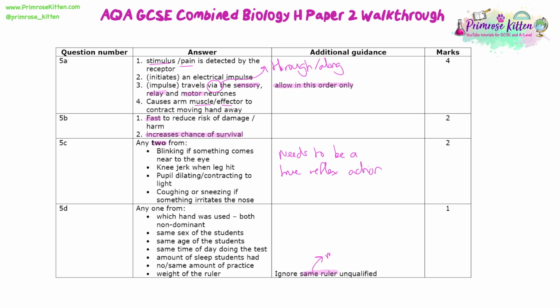And then you've got, again, a lot of options for control variables. You can't just use the same ruler. In control variable questions, never talk about equipment, because very, very rarely would something to do with equipment need to be controlled. In this case, you can mention the equipment, but it has to be specifically that the weight of the ruler is the same, because obviously that will affect the speed at which it falls. So you need to make sure that you don't talk about equipment if you don't need to. You can think about things that will affect the experiment. That's what you need to keep the same or control.